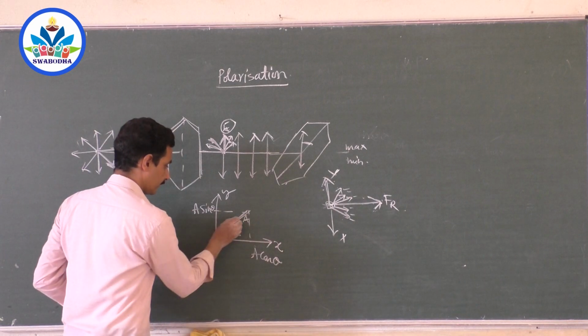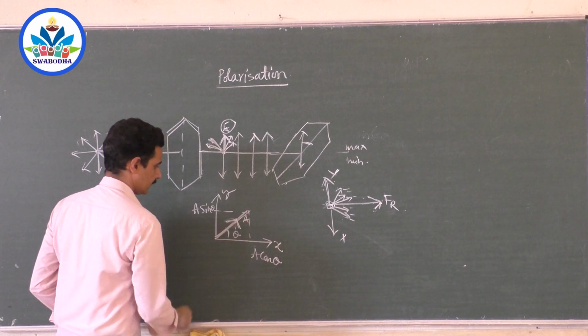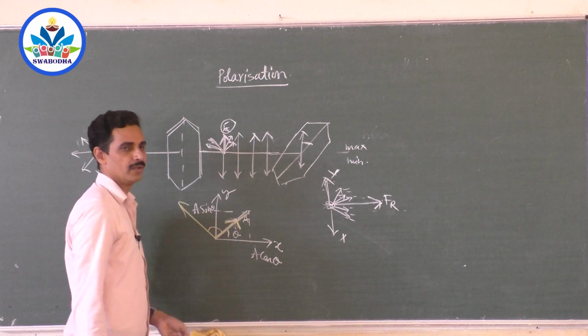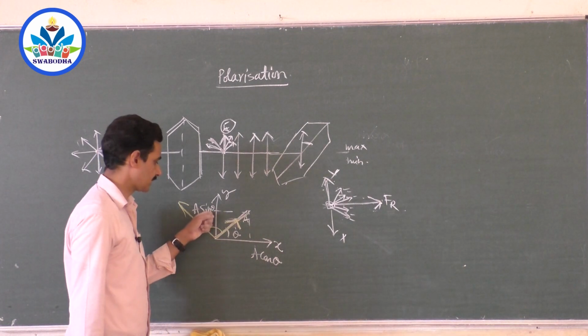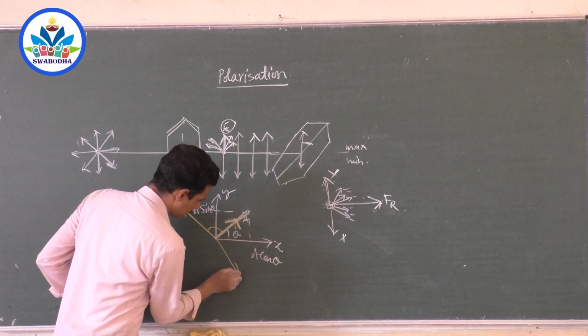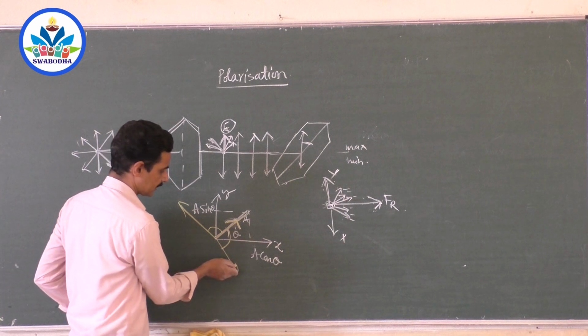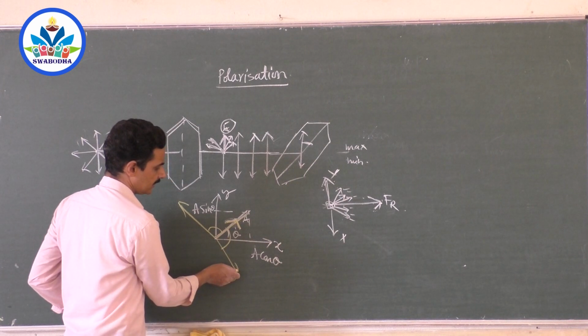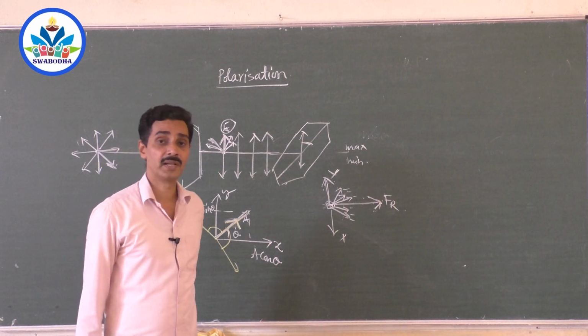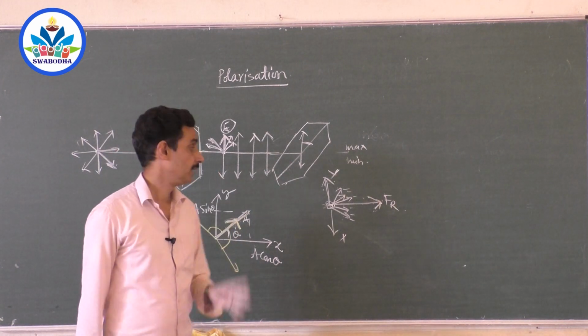Now try to get the component of this vector along the perpendicular direction to this. Not possible. What happens to A cos theta and A sin theta? So try to get the component of this vector along the perpendicular direction: A cos 90 becomes 0. A vector will never have a component perpendicular to it.